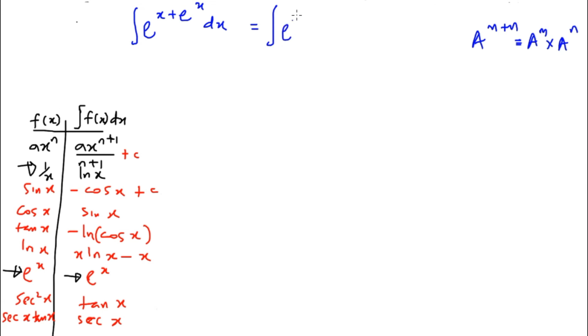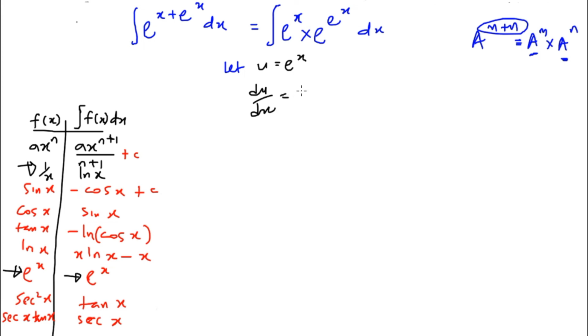So I'll have exponential x times exponential x dx, because if they have the same base, you can add their powers. So that's it. Now that I have this, I will only be able to solve it by substitution. Since I have exponential all over the place, let's say u is equal to exponential x. And if u is exponential x, then I can say du/dx will be equal to what?